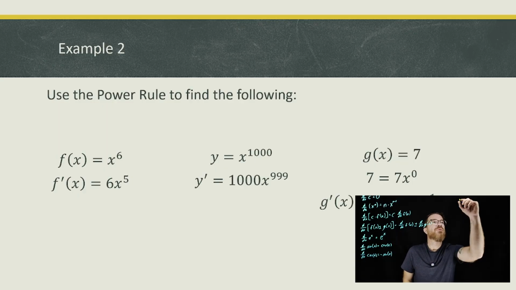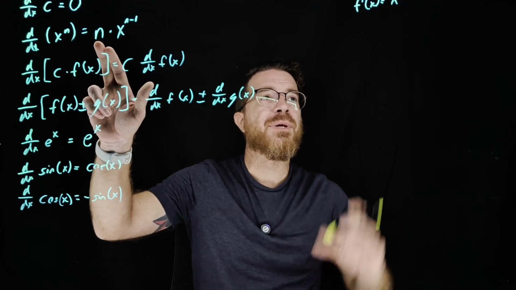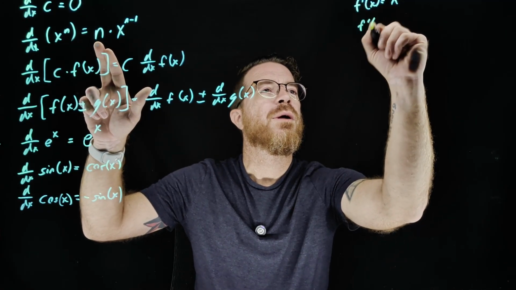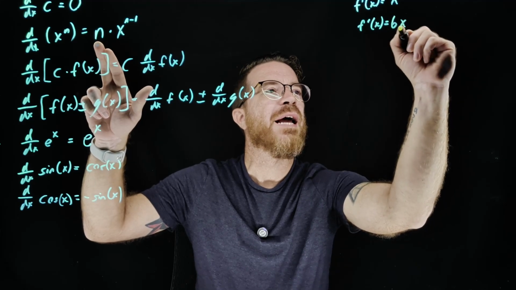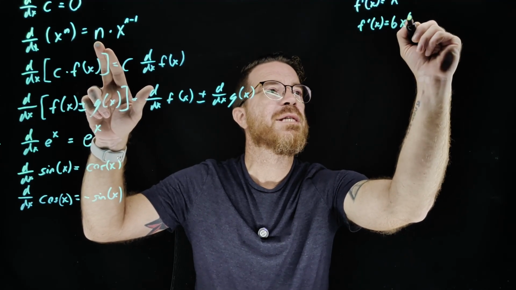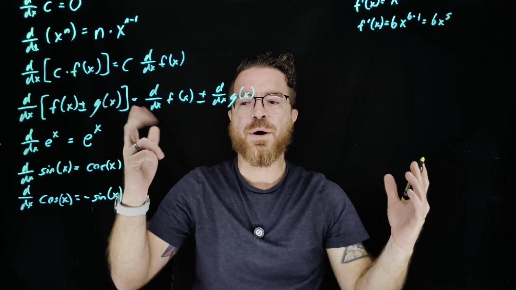Our first function is going to be f of x is equal to x to the 6th power. So using our power rule, when we take the derivative, we're going to pull that 6 down. So we're going to get 6 x to the n minus 1, or 6 minus 1, which is going to be 6x to the 5th power.